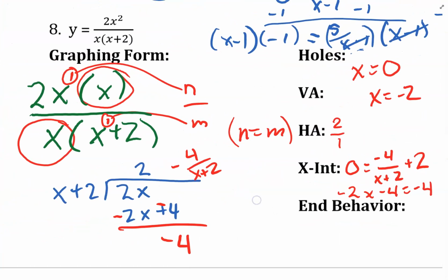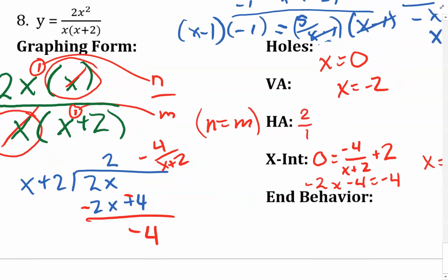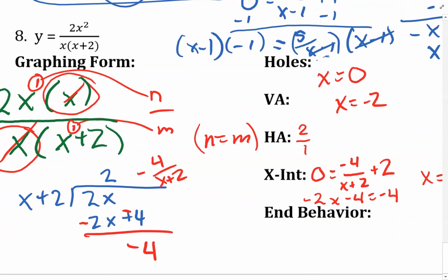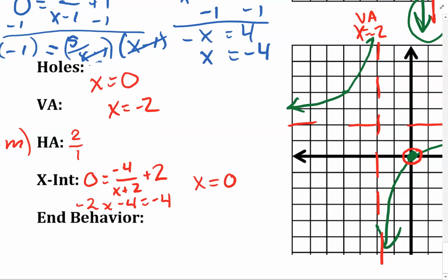Next, we want to get it into graphing form, so we do our long division. First we get rid of that x over x, that's a removable hole. So we end up with 2x divided by x plus 2. So x plus 2 goes into 2x twice, with a remainder of negative 4. So we have negative 4 over x plus 2, plus 2. Our vertical asymptote, x plus 2 we set equal to 0, so x equals negative 2. We'll plot our vertical asymptote at x equals negative 2.